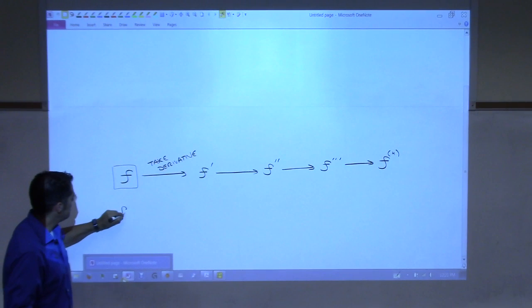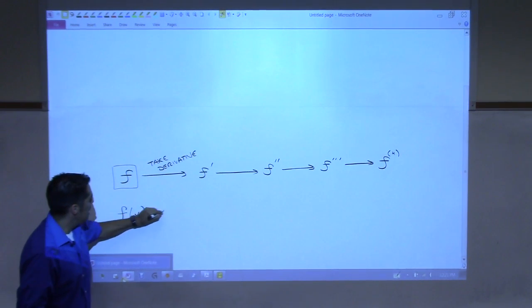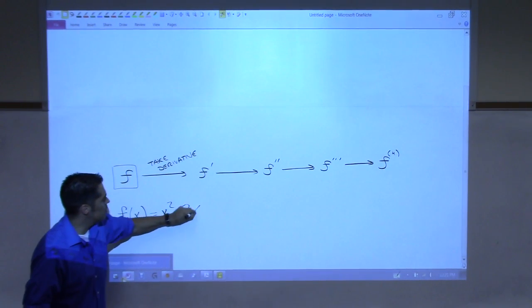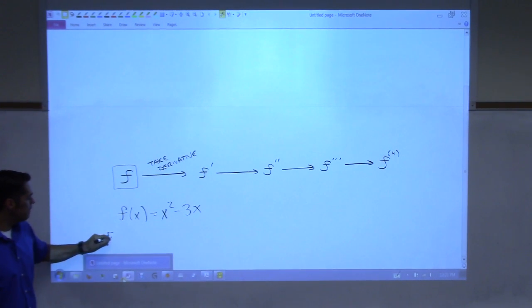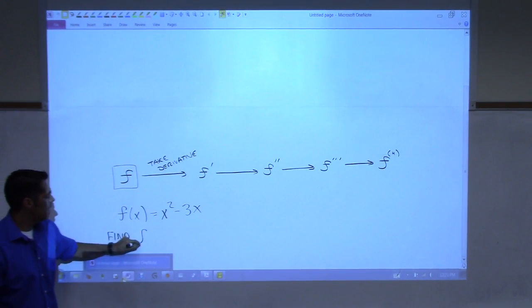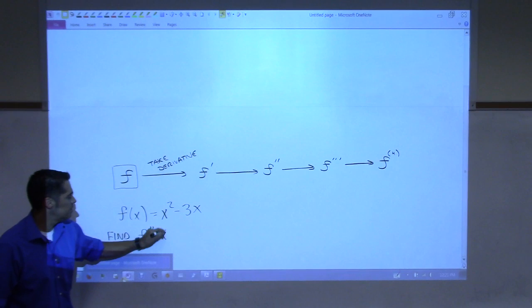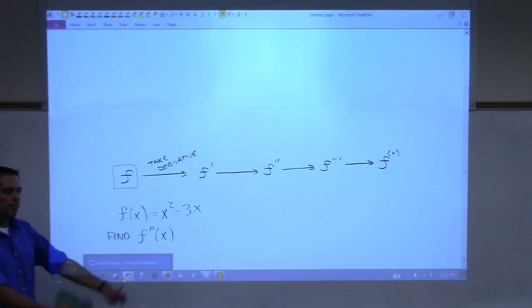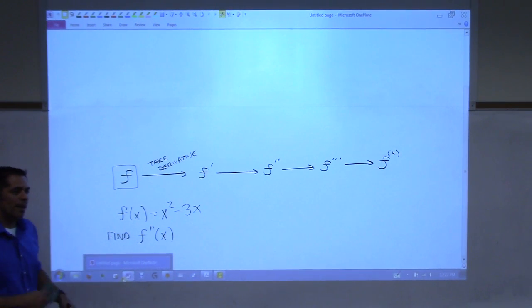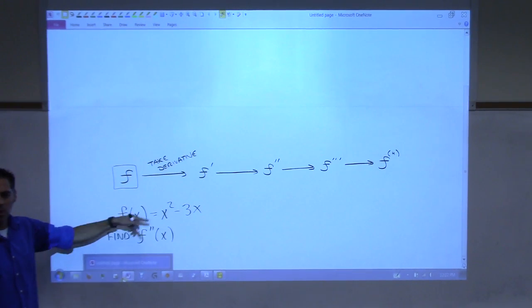So here's f of x. Let me say I give you that. There's the original quiz problem, right? And I'd say something like find f double prime of x. So you'd have to take the derivative once. After you do that, you take the derivative again. So you have to do the limit twice here.